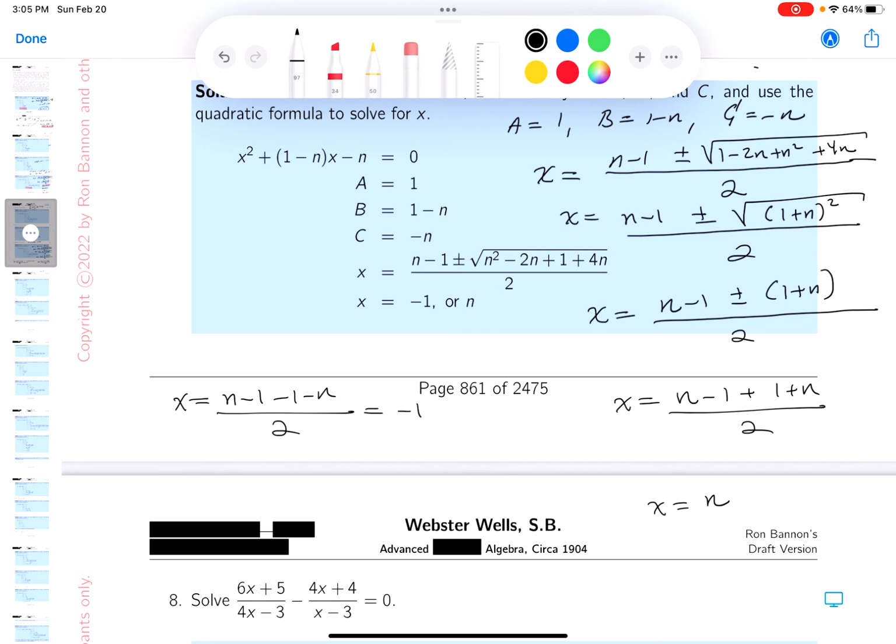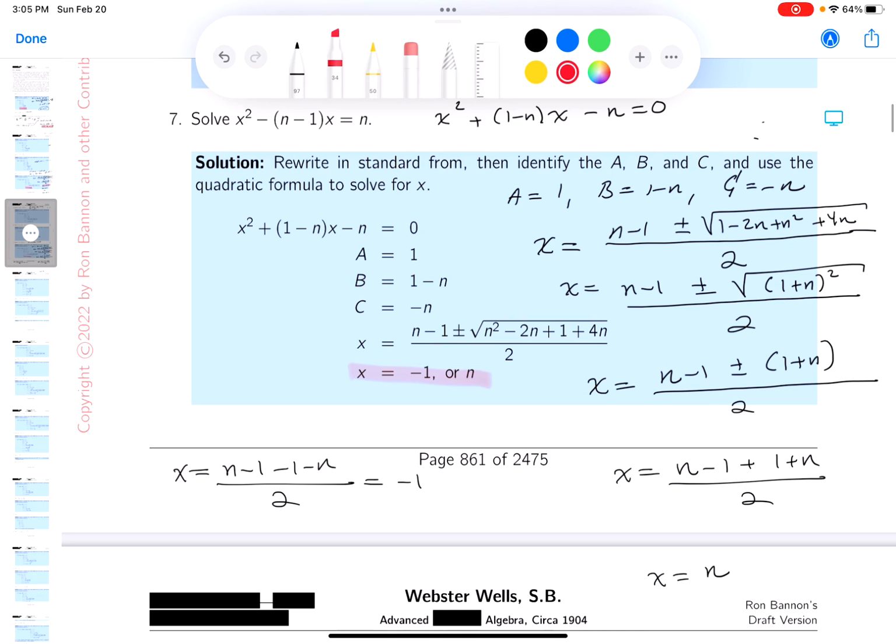Are we getting those answers? Of course we are. They're right over here. Could you check that? Yes, you can. How do you check it? Plug it in the original statement. Make sure it makes sense. What does that mean? When you plug in x equals minus 1, it becomes a true statement. If x is n, you plug it in for x, it would also become a true statement.